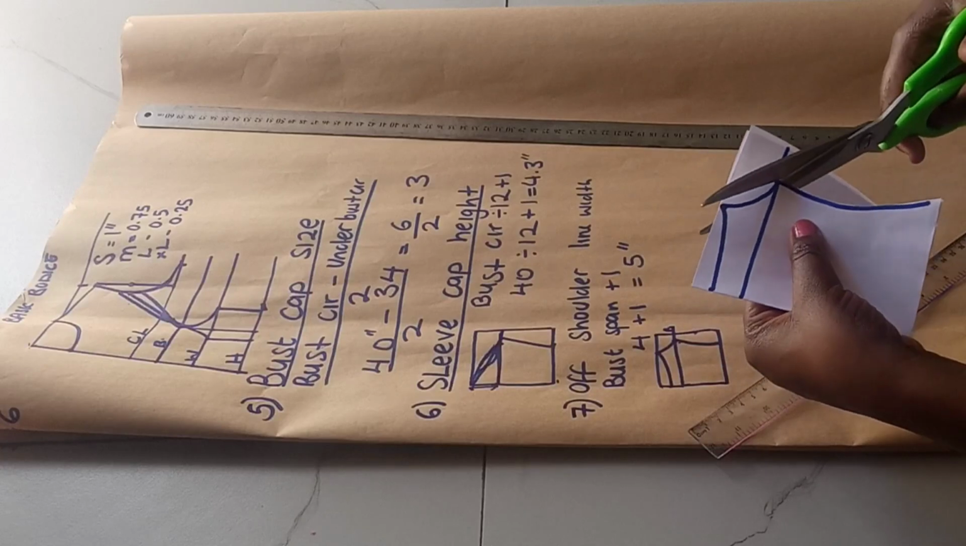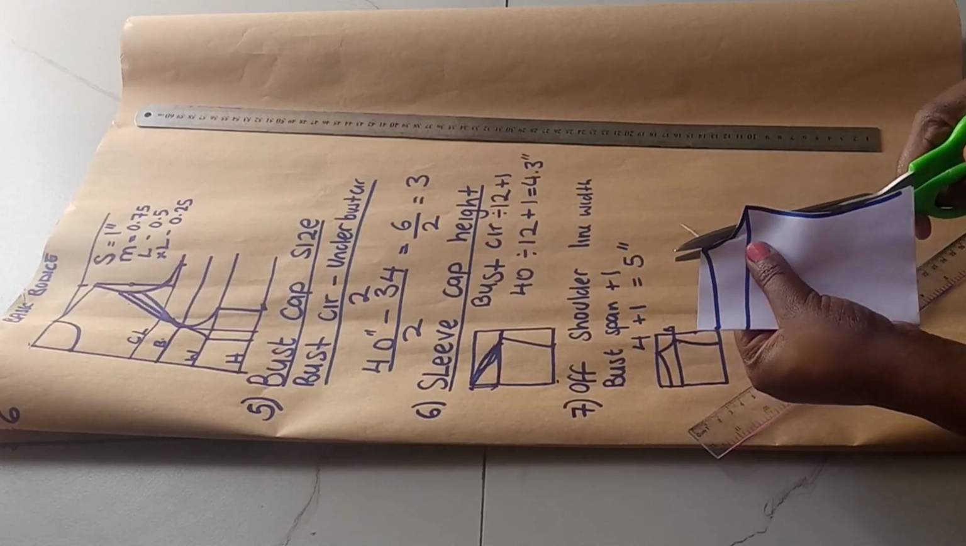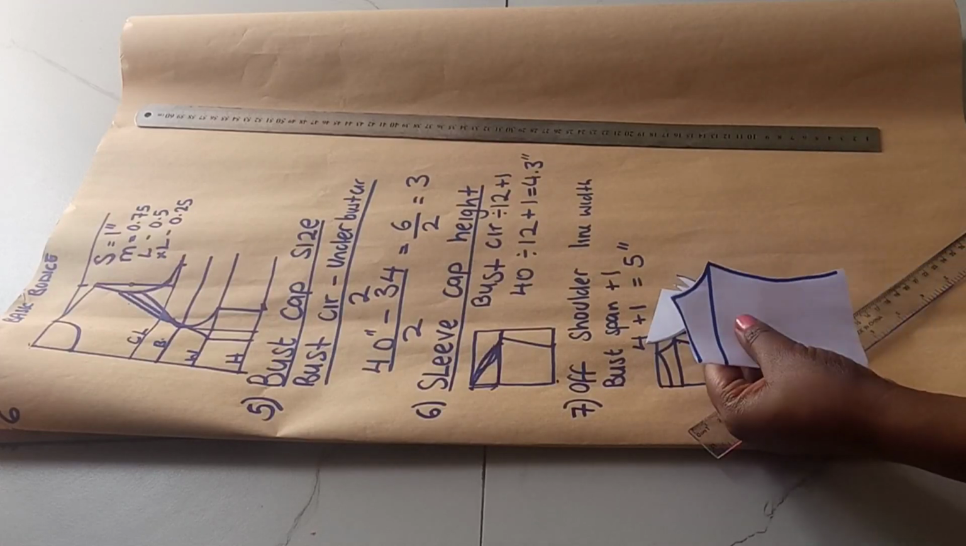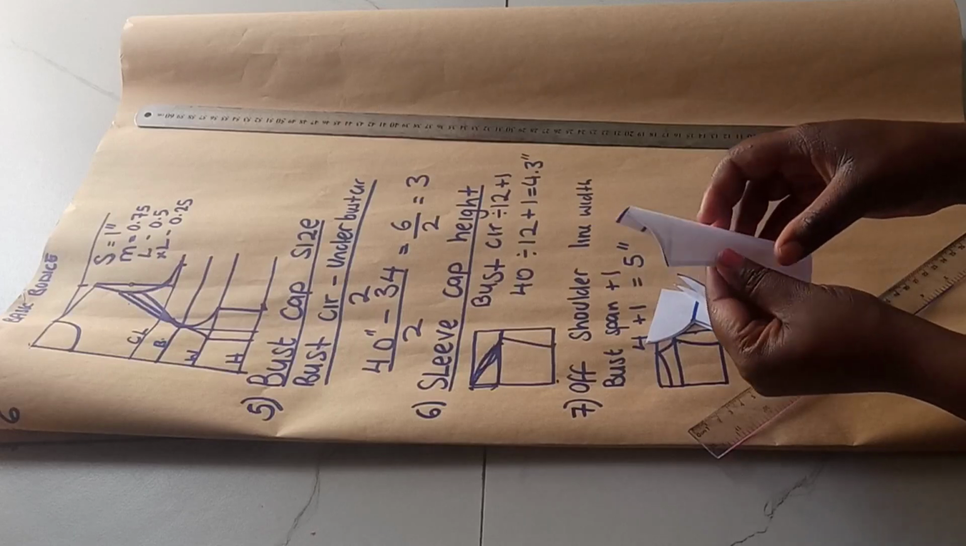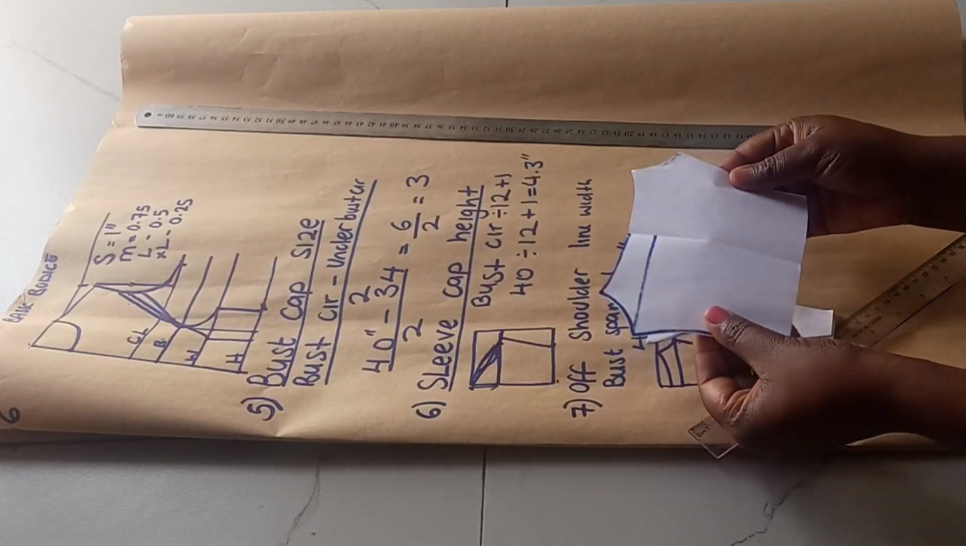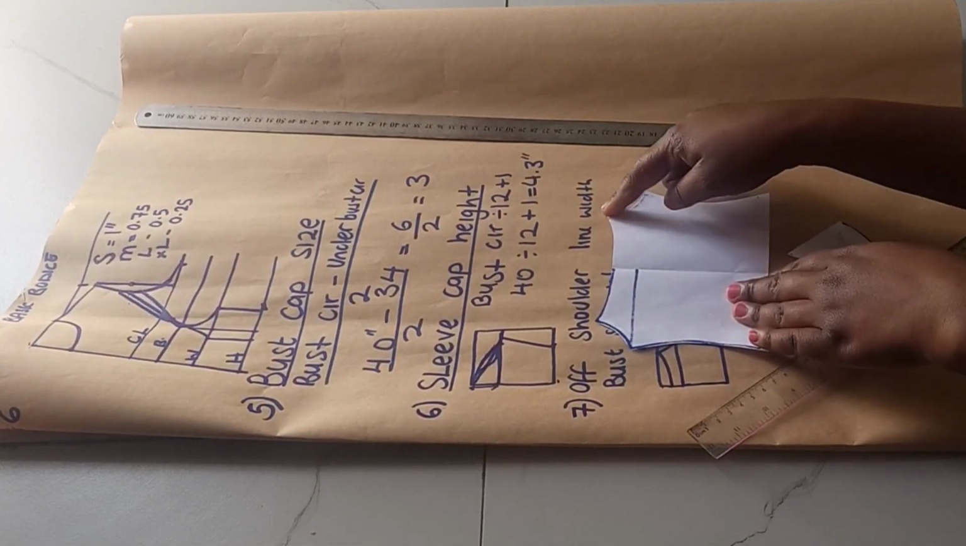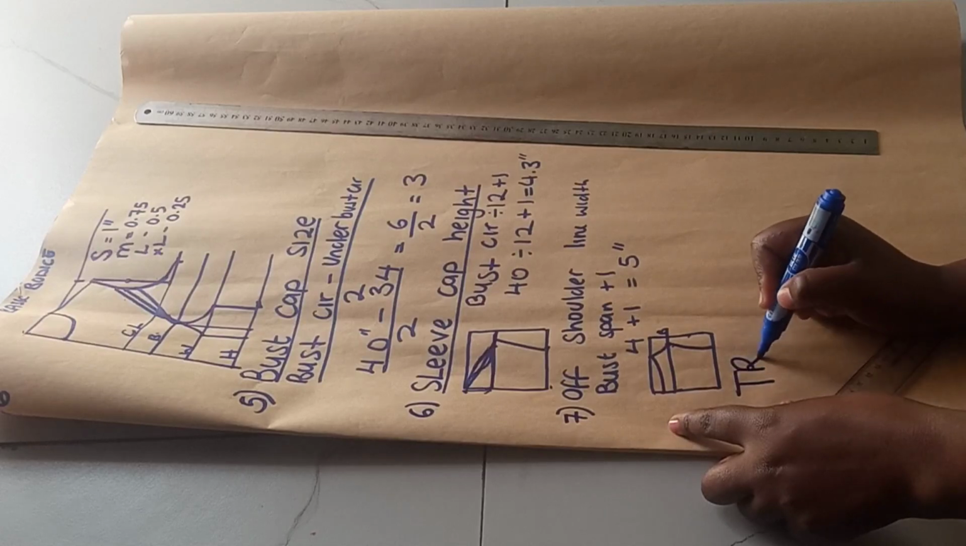So let me demonstrate this on paper. If it were to be cut, it would look like this. So this is the width of the off-shoulder. It would look like this. I'm sure you've seen these shapes before.